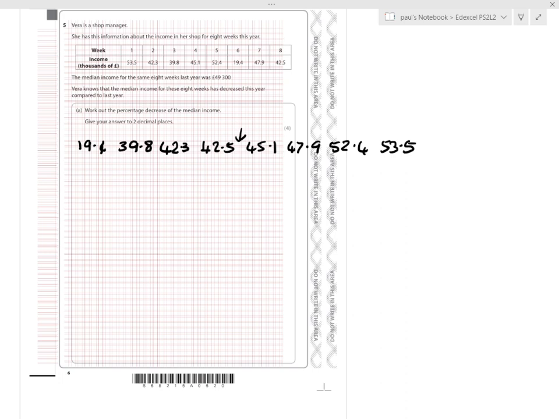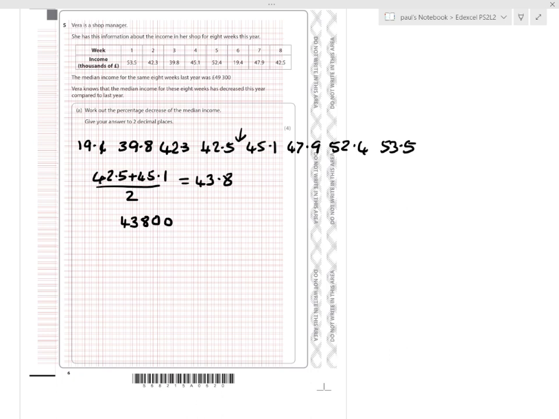So to find the middle of that, add these two together, 42.5 plus 45.1, and then divide it by 2, and that comes out at 43.8. Right, 43.8. 43.8 what? Thousands. So it's 43,800,000 is the median. Now the median for the last week was 49.3. So let's find the difference.